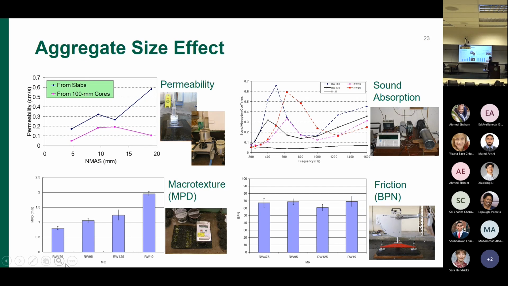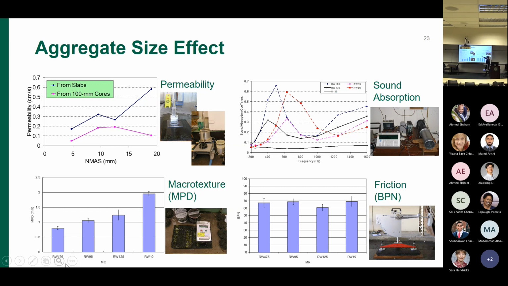The findings in terms of aggregate size are that with the reduction of the maximum aggregate size, we see a reduction in the air voids and the permeability, and also a reduction in the surface macrotexture. In terms of friction, there is a large influence of the aggregate size on the pavement surface friction. In terms of sound absorption, the change of the nominal aggregate size will change the peak frequency, the frequency where the peak absorption coefficient occurs, and also will change the overall shape of the sound absorption coefficient spectrum.